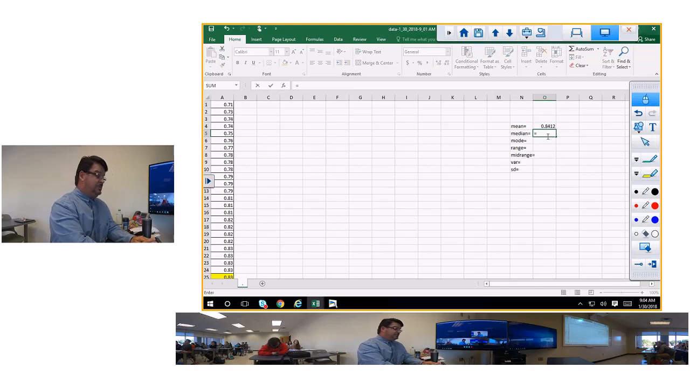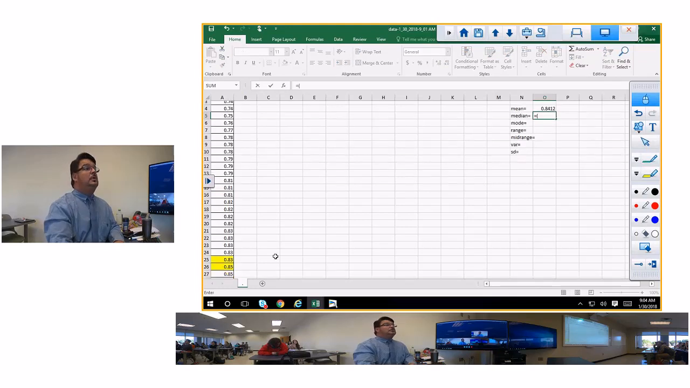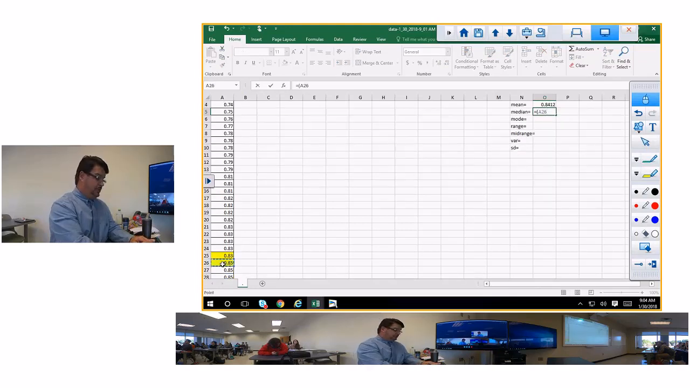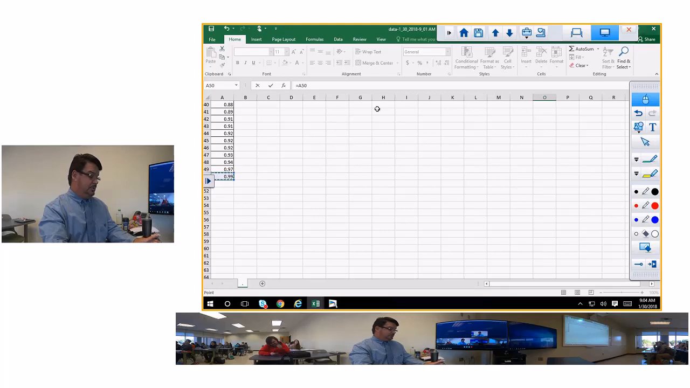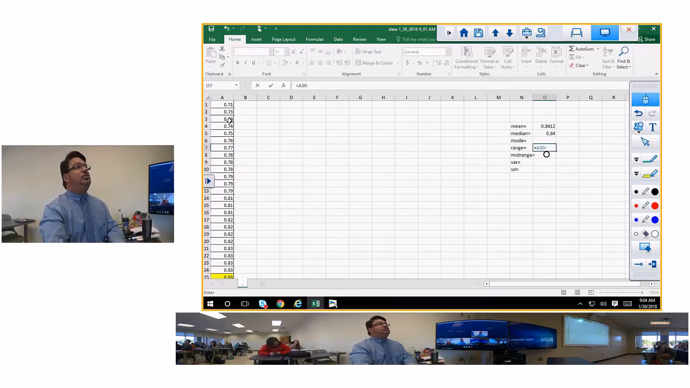Equals, parentheses, this number plus this number divided by 2. Mode, I don't care. You can do that on your own. Range is equal to the highest minus the what? Lowest. And remember, if you get that wrong, you don't what? You don't tell anybody. Yeah, I got that one right.